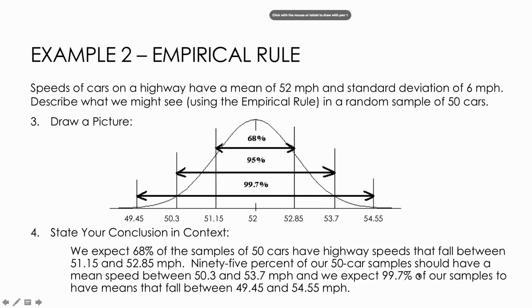To write then our empirical rule, we would just start with 52 in the middle. We would subtract 0.85 as we go to the left, so minus 0.85, minus 0.85, minus 0.85. We would add 0.85 going to the right, so notice I've added, added, added. And of course, we've got our 68, 95, 99.7. Now, if I state my conclusion, I would essentially just write out what I see in the model. We expect 68% of the samples of 50 cars to fall between these two values, 95% between these two values, and 99.7% between these two values.